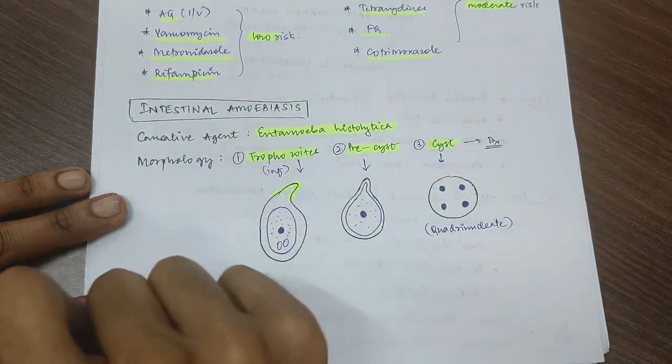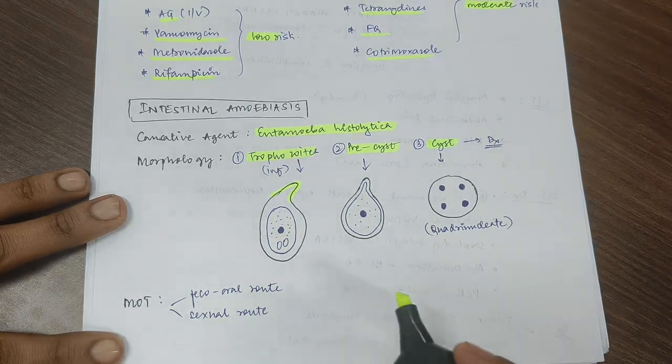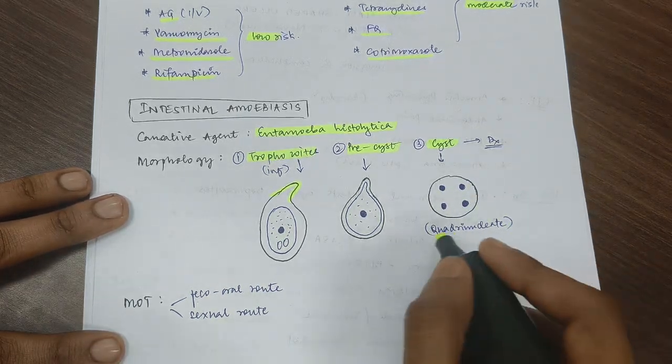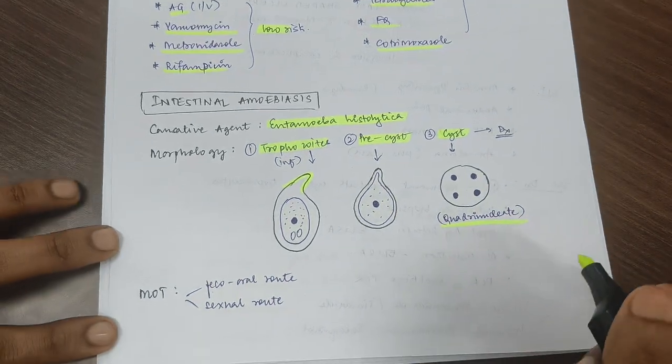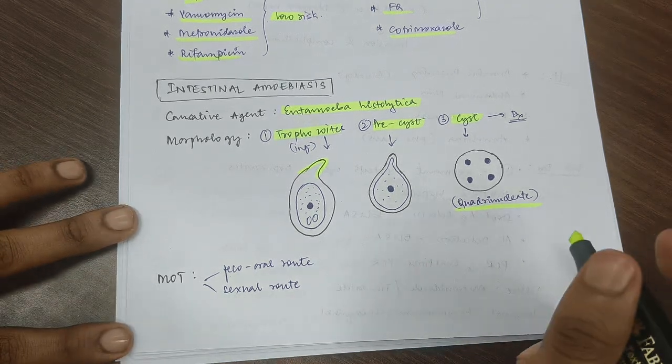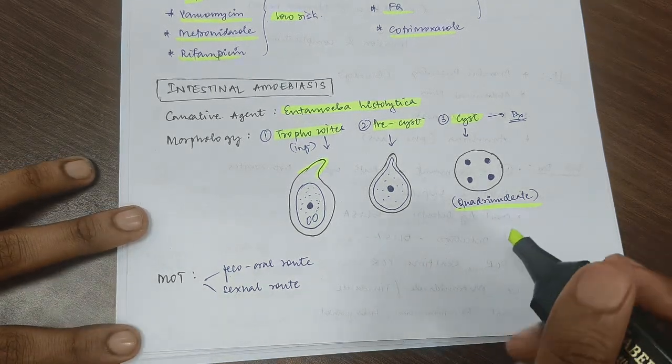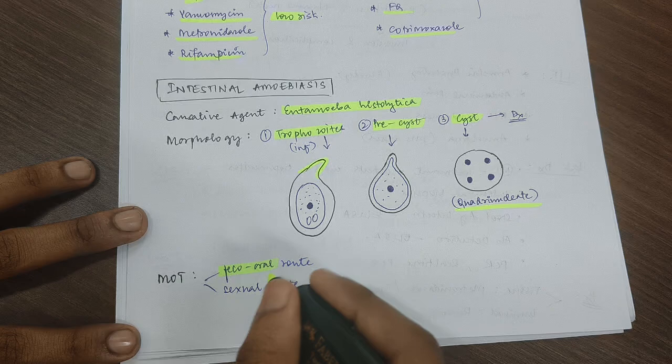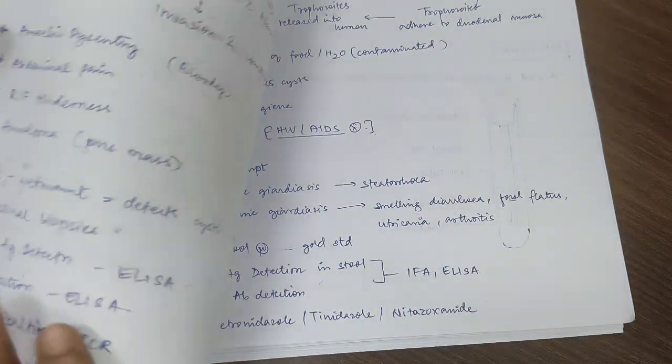Then you're going to see the quadrinucleated cyst, it is diagnostic. If you see a quadrinucleated cyst, it is almost certainly intestinal amebiasis. What is the mode of transmission? Fecal-oral and sexual. Okay, these are the modes of transmission. Then coming to the life cycle.